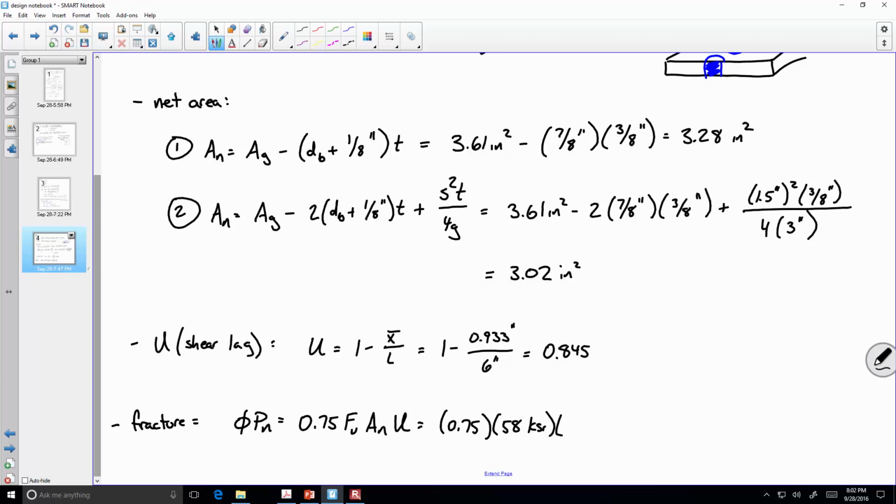We have net area of, which net area? I didn't even mention that. The smaller one, exactly, the worst case scenario. So that's 3.02 square inches times the shear lag factor of 0.845, and that equals what? Say it again. It actually came out to 111 again. Wow. What was it? 111 point what? 07? 0, 0, 7. Zeros. Okay, so 111.